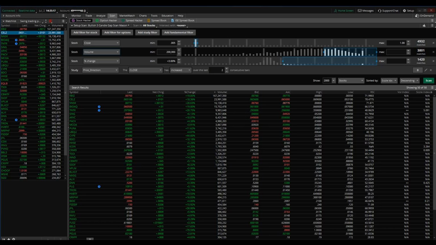And the reason why we have 200,000 right here is because you at least want that stock to have some interest in it. Period. Because if you don't have enough volume being traded in that stock, then it's going to have a massive spread between the bid and the ask, and that's just more ground that you have to cover to make a profit.